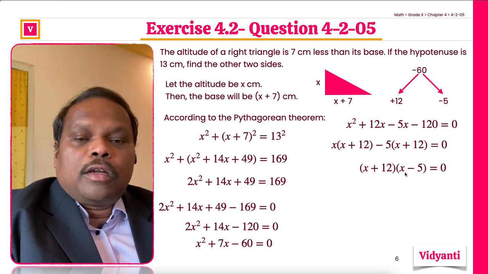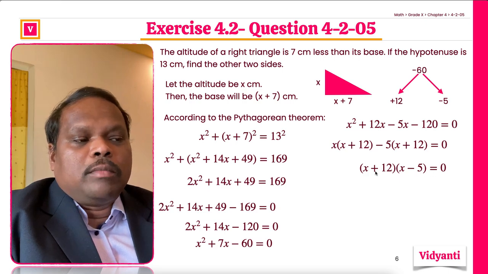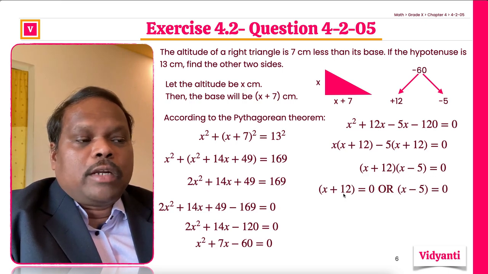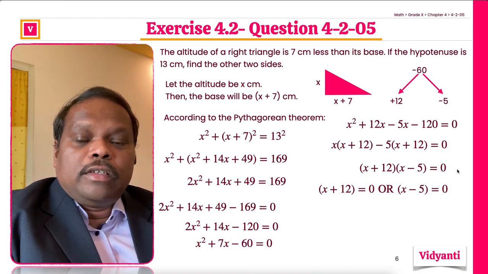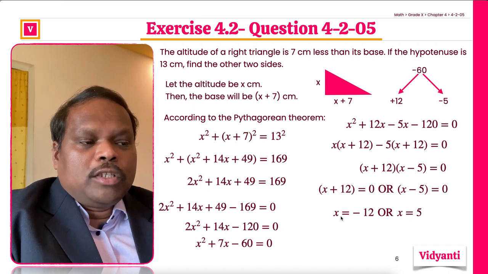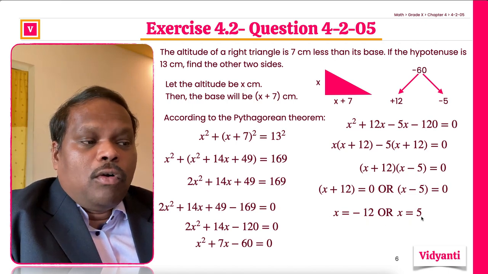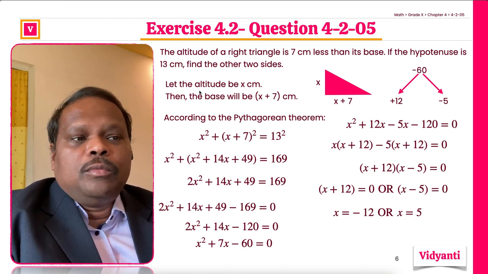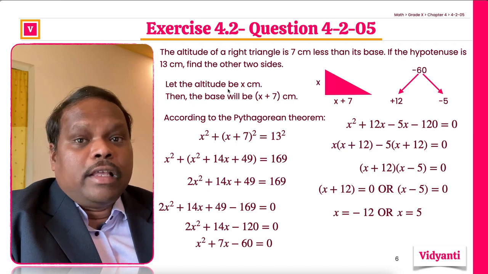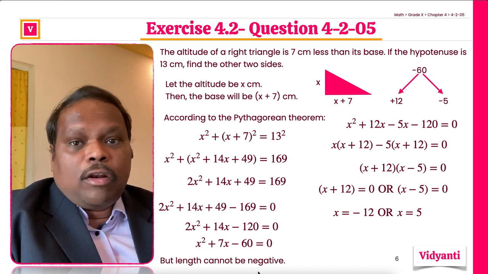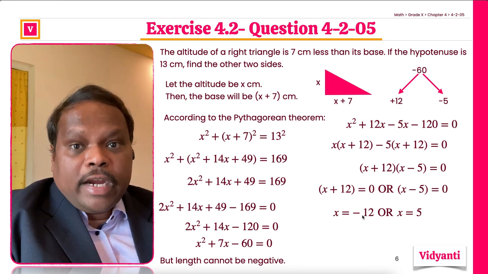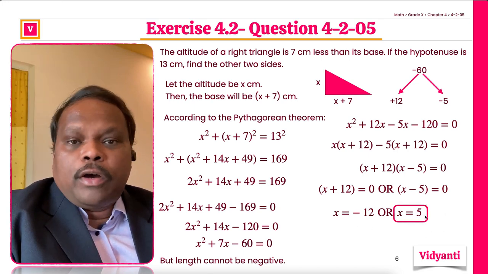Now, when the two factors multiplied are equal to 0, that means either of them will be 0. So x plus 12, the first factor, can be 0, or x minus 5, the second factor, can be 0. Based on that, we'll get an answer as x equal to negative 12 or x equal to 5. But remember, what is x? We have assumed x to be the altitude, which is basically a length, and length itself cannot be negative. So we have to discard this particular negative answer and concentrate only on the positive answer.